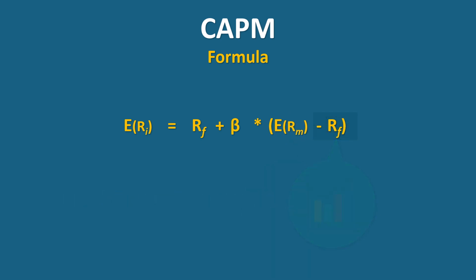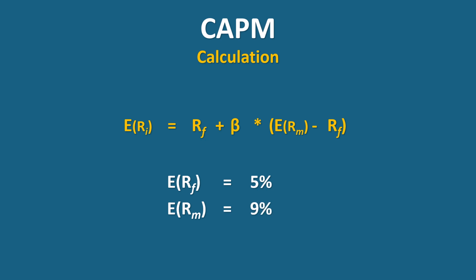Now let's calculate CAPM. Suppose expected return from the risk-free market, RF, equals 5%. Expected return from the risky market, ERM, equals 9%. This 9% is not fixed. It is estimated by a financial analyst or expert that this stock will give approximately 9% profit. Beta equals 1.5, meaning the stock is more volatile. Let's put the data into the formula. ERI equals RF, 5%, plus beta, 1.5, multiplied by open bracket ERM, 9%, minus RF, 5%, close bracket.